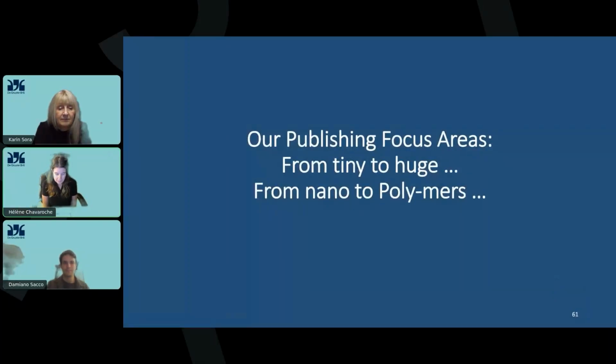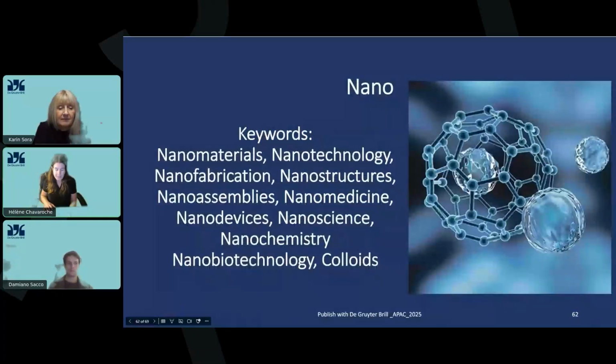Okay, so I will now introduce two key focus areas: tiny materials at the nanoscale and large material in the form of polymer. So what are nanomaterials? Nanomaterials are material with at least one dimension below 100 nanometers, and they have unique properties.